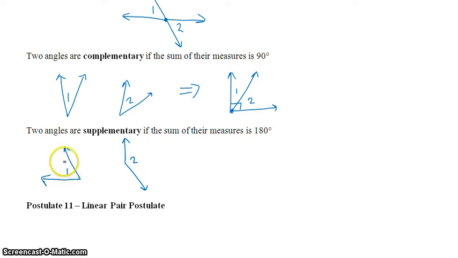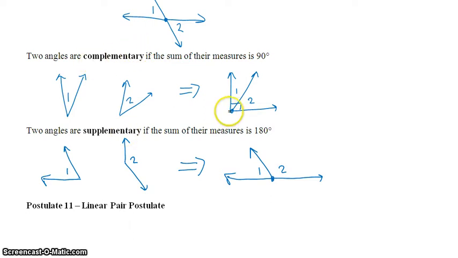If angle 1 was 60 degrees and angle 2 was 120 degrees, 1 and 2 would be supplementary. If I put angle 1 and angle 2 adjacent to each other, I would end up with a picture that looks like this. Complementary and supplementary angles are often confused. Here's how I remember it.